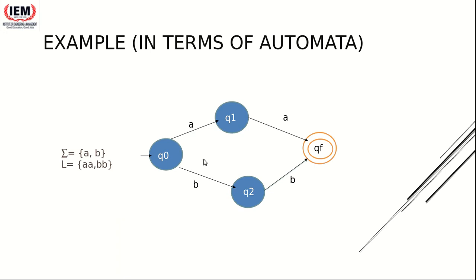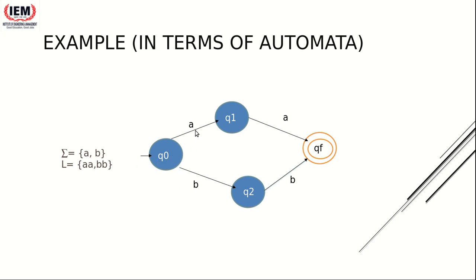Let me show you an example. See, over here my language contains AA, comma, BB. This is my language. So in terms of automata, how to define it? See, this is how a finite automata looks like. It consists of states. These circles are states and these arcs are the input. This arrow marks the initial state, so this is my initial state Q0.